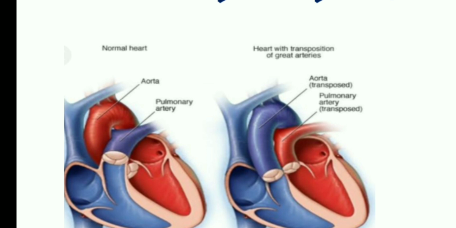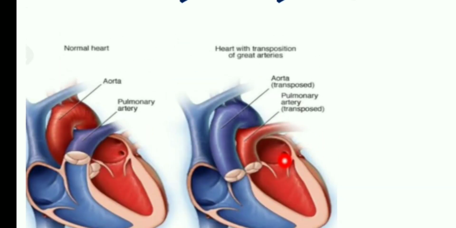What are the two arteries? The pulmonary artery and the aorta. The pulmonary artery arises from the right ventricle, and the aorta arises from the left ventricle. The aorta carries the oxygenated blood, and the pulmonary artery carries the deoxygenated blood. That is the normal process. But what happens in transposition of the great arteries is that these two arteries are reversed.